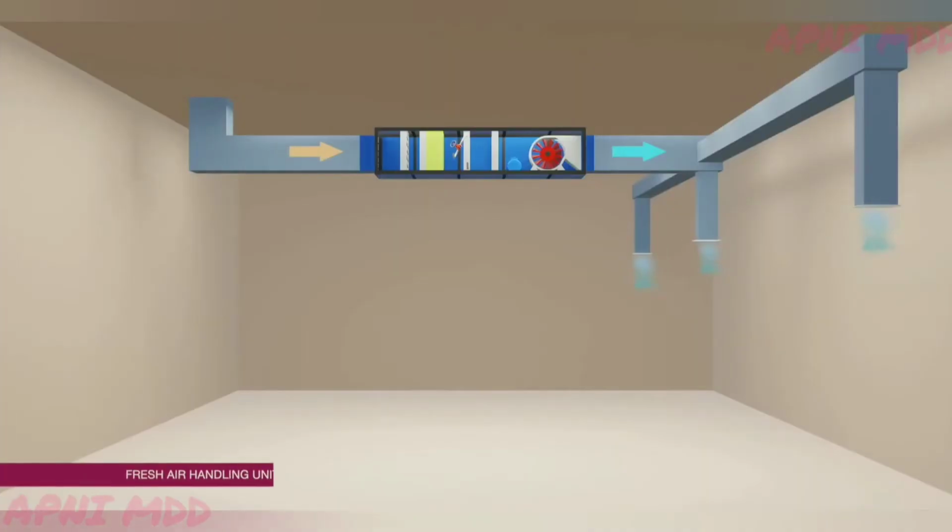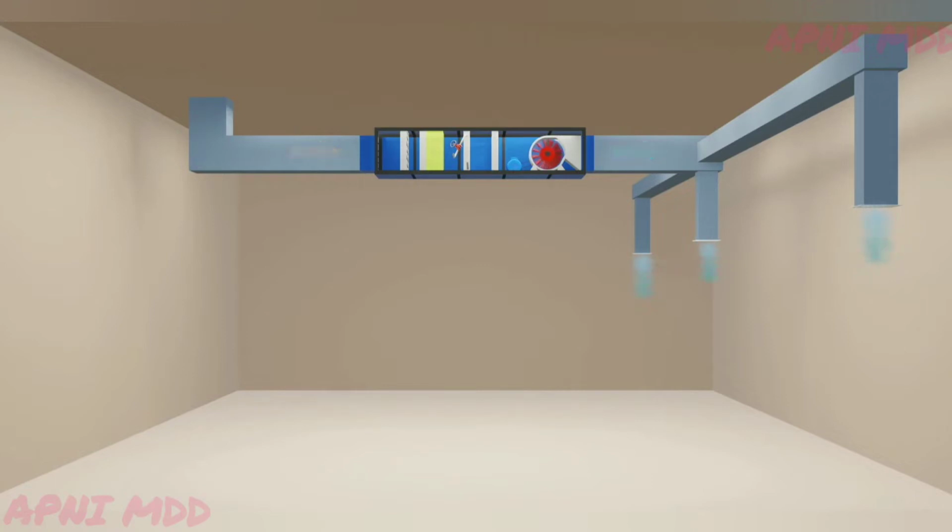First one is the fresh air handling unit. This type of AHUs takes air from outside, filters and conditions it as per the building occupant's desired temperature and provides it to the space. This is called a 100% fresh air system, as the air being used in this system is purely fresh air from outside.